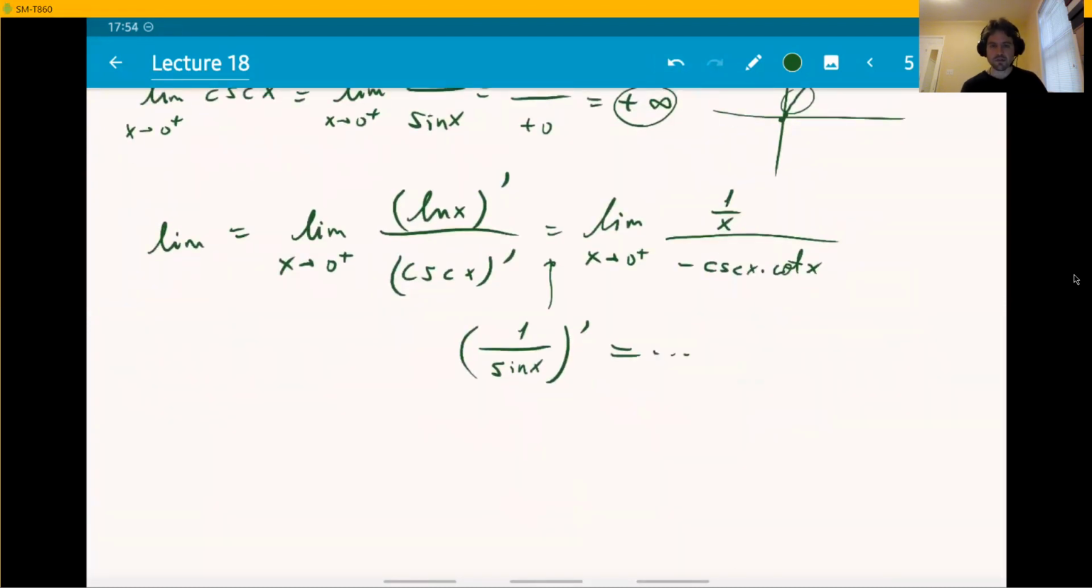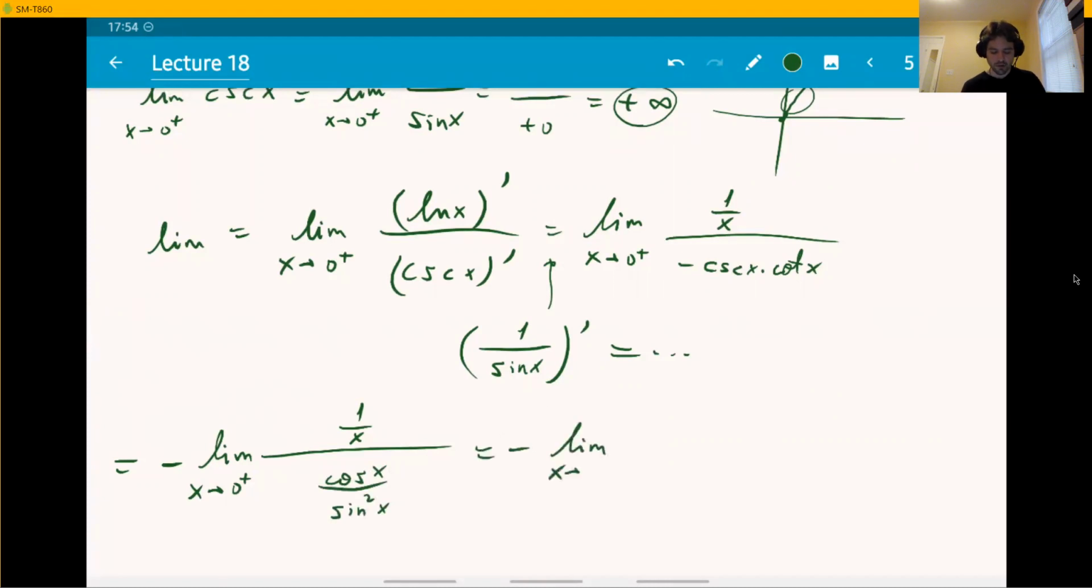Let's try to simplify that to see what's actually going on with this limit. In particular, the denominator. I'm going to put the minus sign in front of the limit itself. Cosecant is 1 over sine. Cotangent is cosine over sine. So the whole thing is cosine over sine squared, which now I'm going to write as the reciprocal fraction. So you really have sine squared divided by x cosine. This x came from the 1 over x in the numerator.